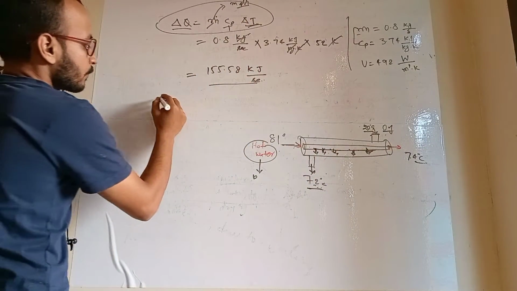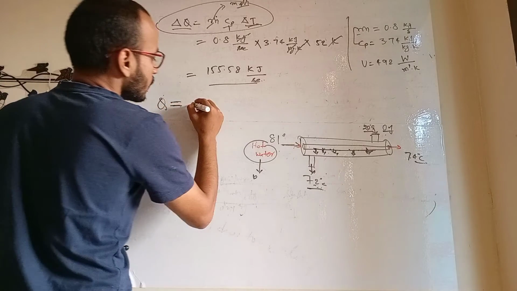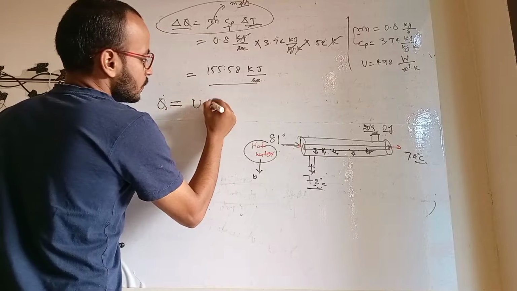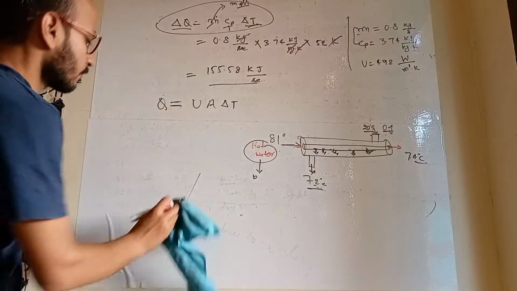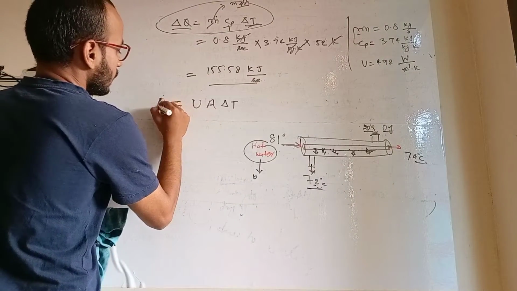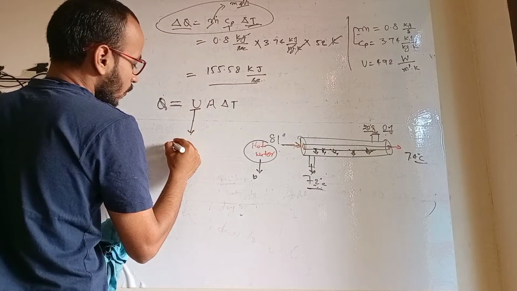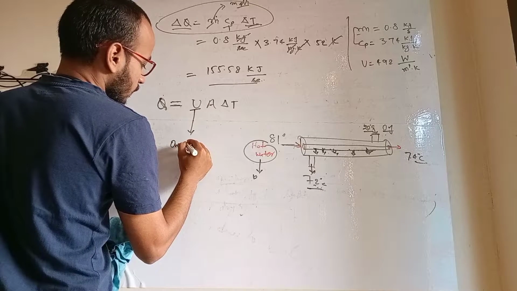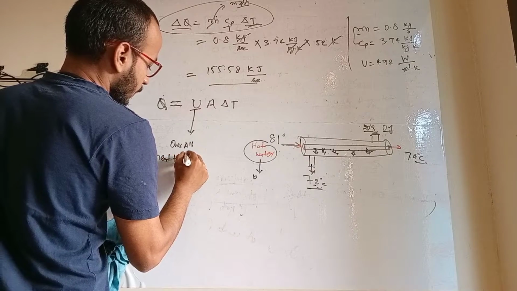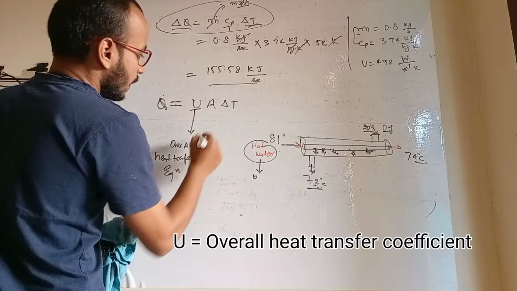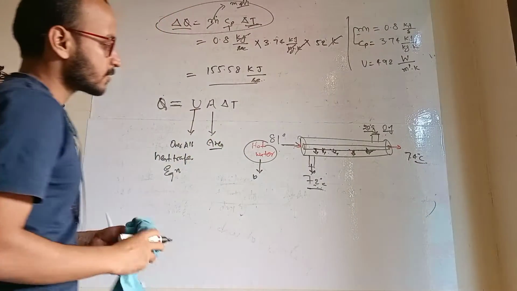So for that the equation is energy transfer equals UA delta T. For any surface we write the energy transfer equation as UA delta T, where U represents the overall heat transfer coefficient, and A is the area through which heat is transferring.